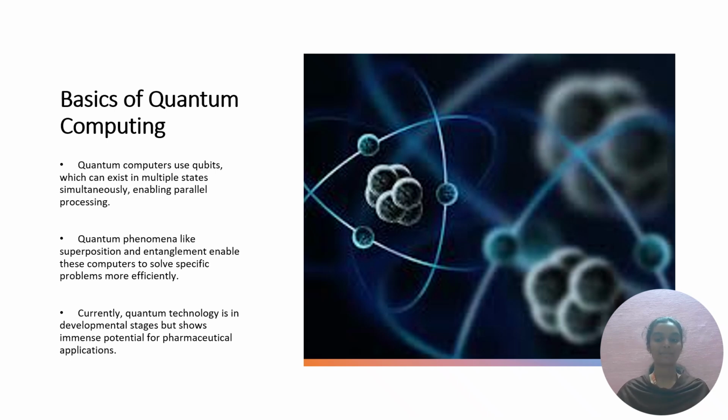Additionally, qubits can be entangled, meaning that the state of one qubit is directly related to the state of another regardless of any distance between them. Quantum computers leverage these properties to perform calculations that would take classical computers an impractical amount of time. This makes them particularly suitable for simulating complex molecular interactions which involve quantum behavior.